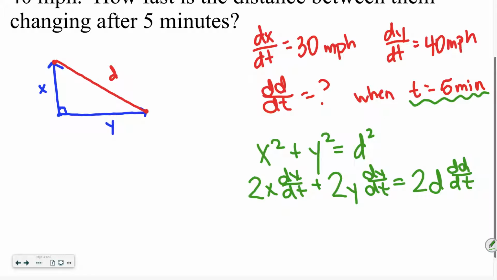So can we figure out how far car X has traveled after 5 minutes?